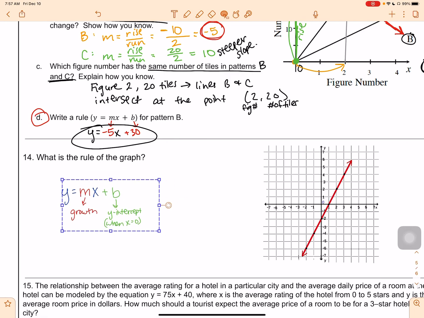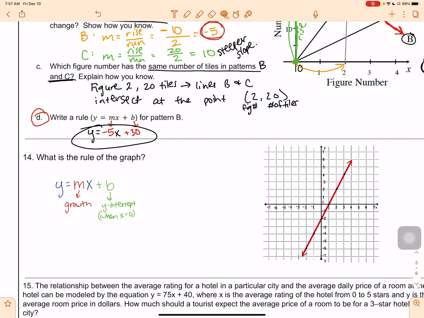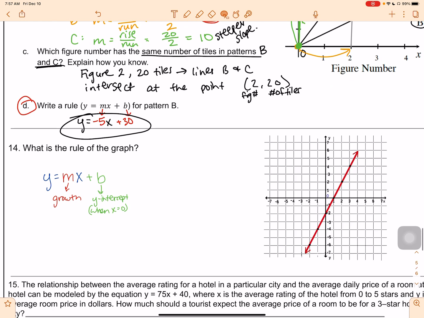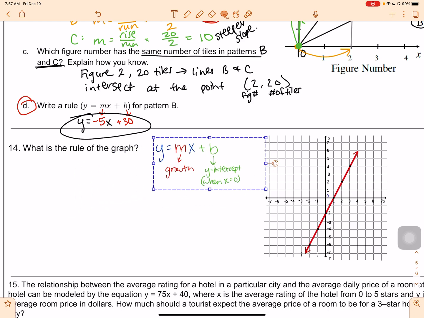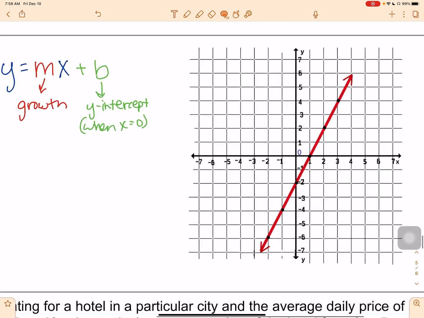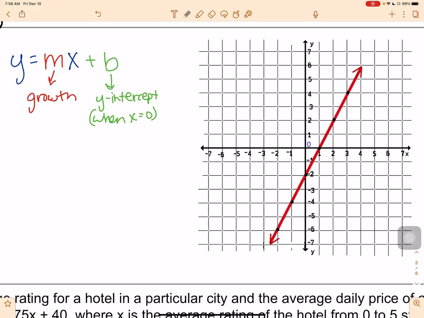Okay, so what is the rule of the graph? The rule is always y equals mx plus b. So we need to find what this particular rule is. I'm going to zoom in on this graph here. I see that my y-intercept, when x equals 0, is at -2.